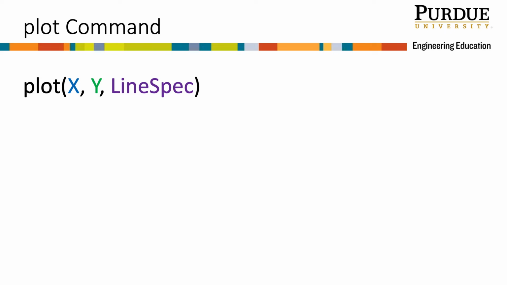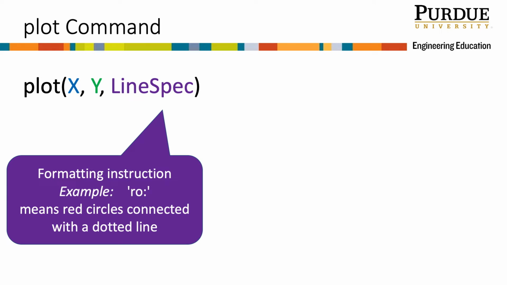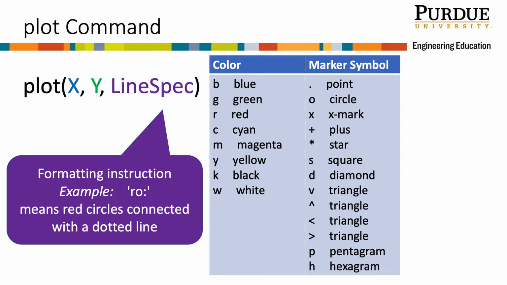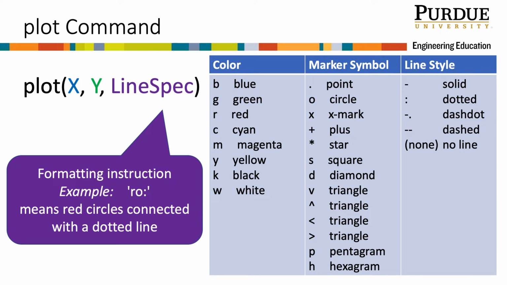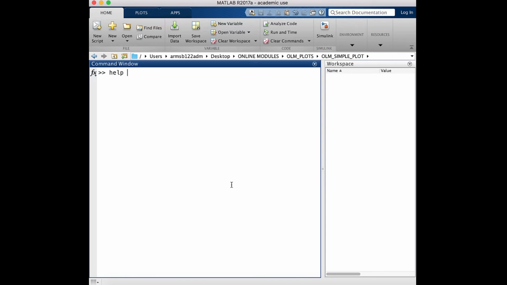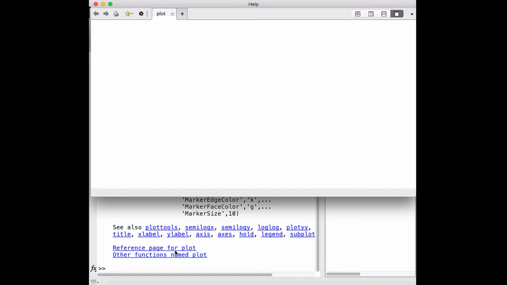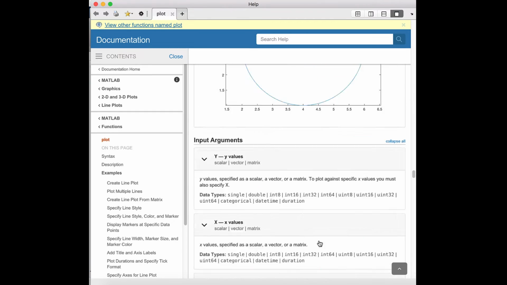The presentation of the data points and line are managed with a third input argument. MATLAB expects a string of up to three formatting characteristics. The string must start and end with matching quotes. Within the line specs, one characteristic can be color, another the data marker symbol, and the last the line style. The order does not matter. Let's see what other options we have in MATLAB for color, data markers, and line styles. We can type help plot in MATLAB. Navigating to the reference page will show us all available options.